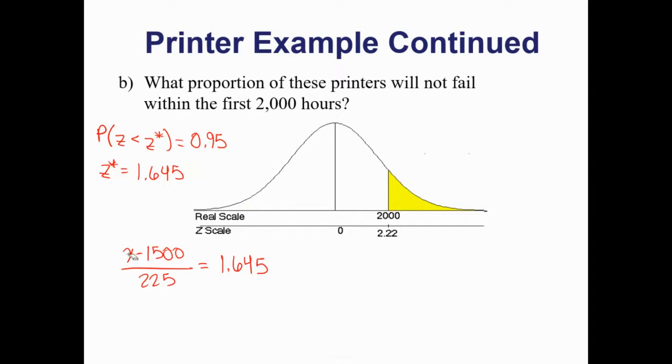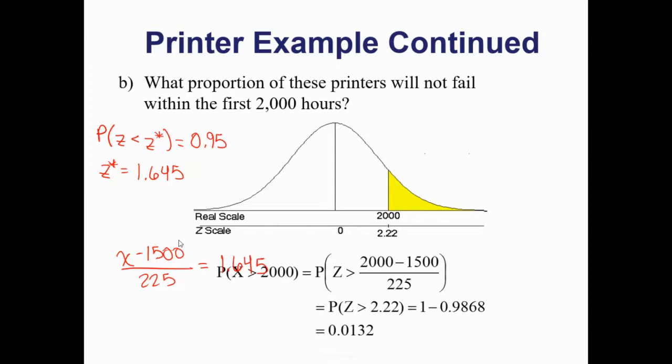It's a horribly written x. Like I'm asking, why is it minus 1500? Because we're basically going in reverse. We had to standardize it to get our z-score, but now we're going in reverse. We have this number, and we have to back it out to get this number.